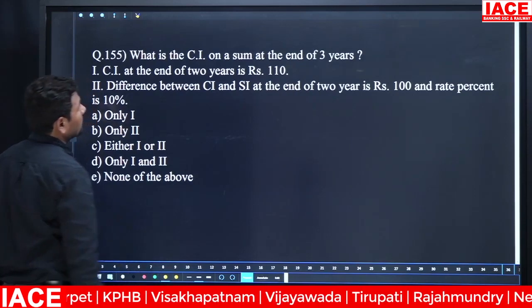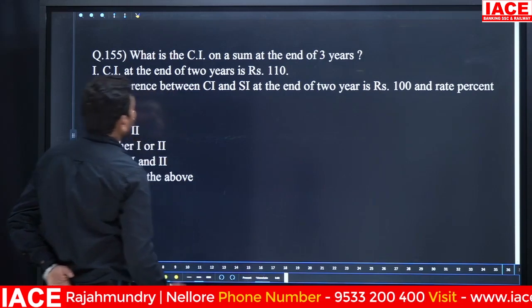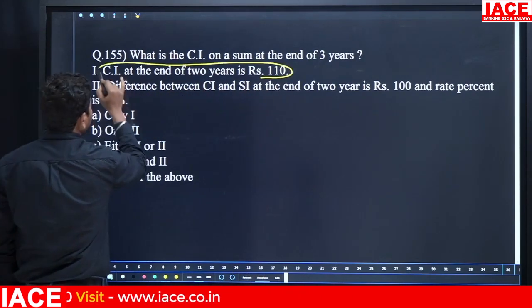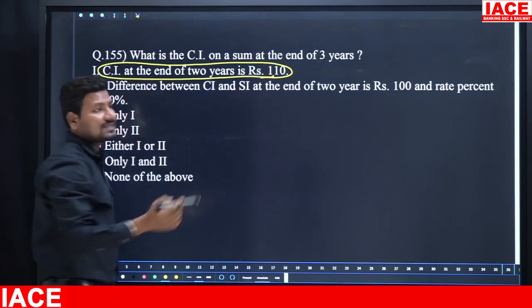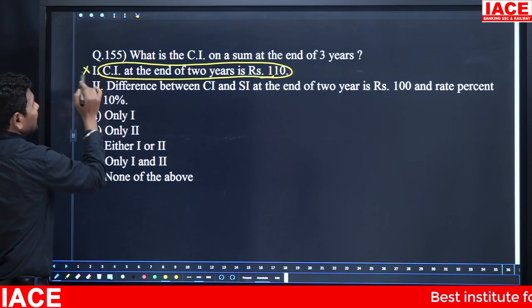Next, what is the CI on the sum at the end of 3 years? End of the 3 years. CI at the end of the 2 years is 110. But what is the rate of interest imposed? We don't know. What was the principal? We don't know. Statement 1 till now is not perfect.